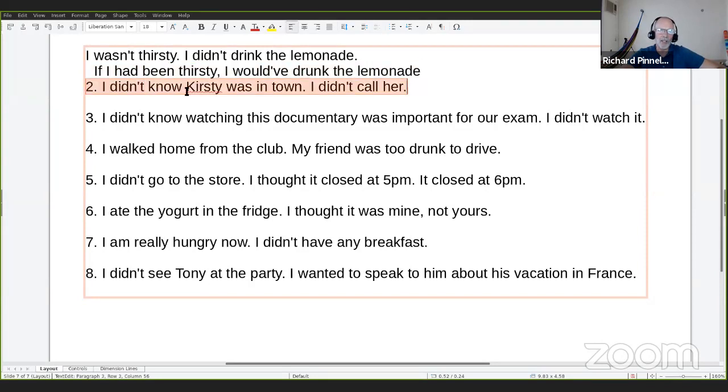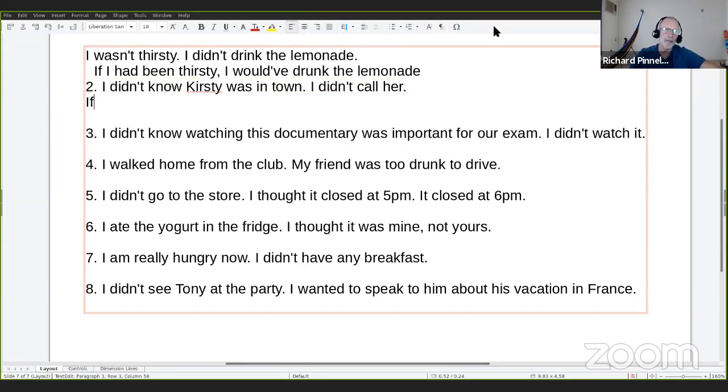I didn't know Kirsty was in town. I didn't call her. So if, who can write this as a conditional? If, so you've got to put this first bit, I didn't know, you've got to put that in the correct tense. I didn't know.